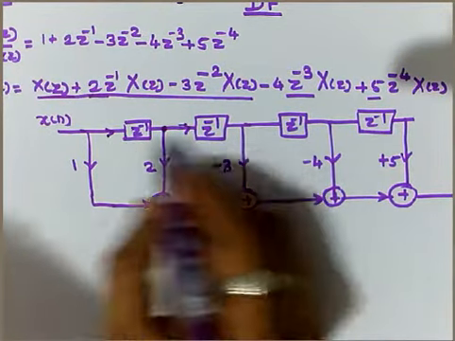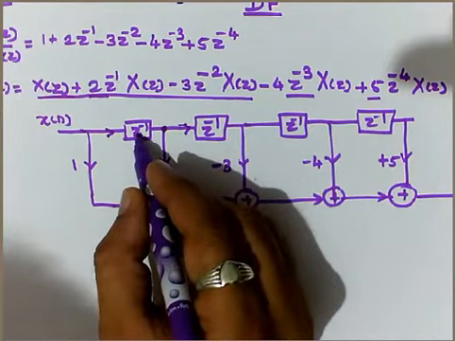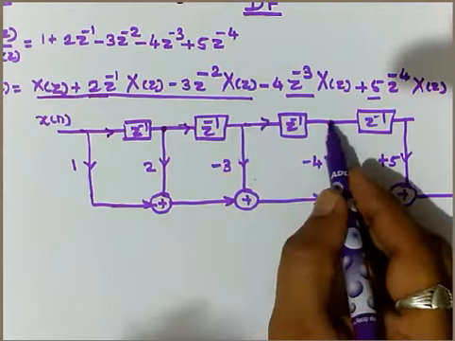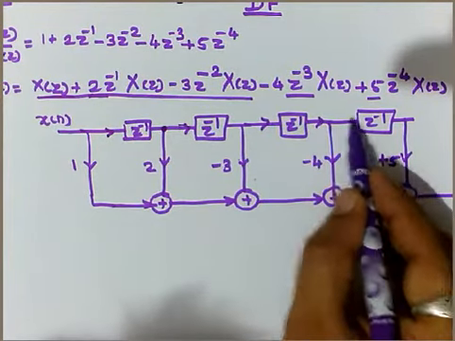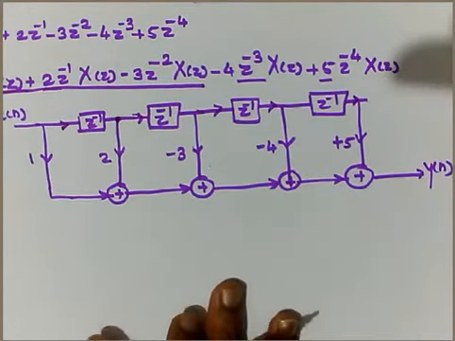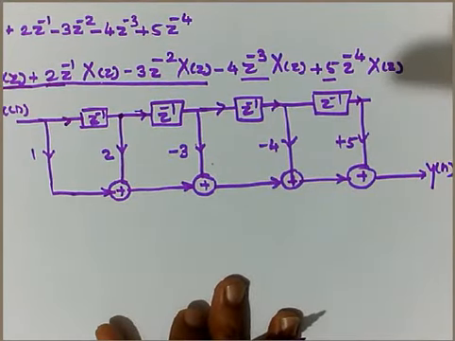So whatever reflection we have done over here, z raised to minus 1, again z raised to minus 1, it will be z raised to minus 2. At this point it will be z raised to minus 3. At this point it will be z raised to minus 4. Likewise it will be done. So this is nothing but the direct form realization for the given example.